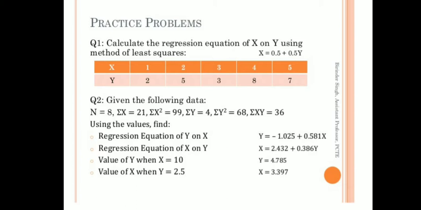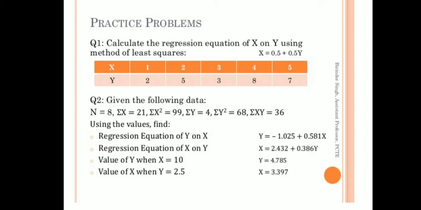This is the answer. Similarly, for the given data, n is given, sum of x is given, sum of x squared is given, sum of y is given, sum of y squared is given, sum of xy is given, and hence find the regression equations of y on x and x on y. Also find the value of y when x equal to 10 and the value of x when y equal to 2.5. In the sense, you have to substitute the values of y and x in the regression equations.